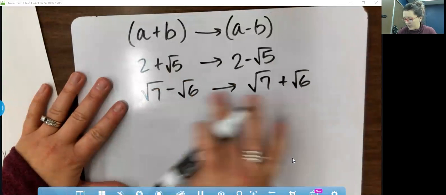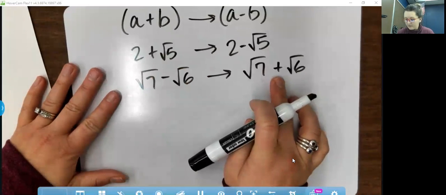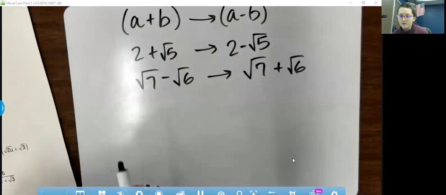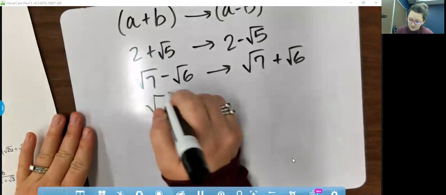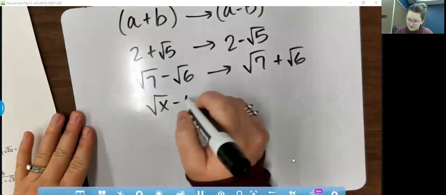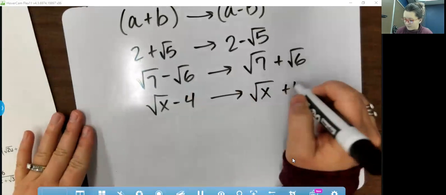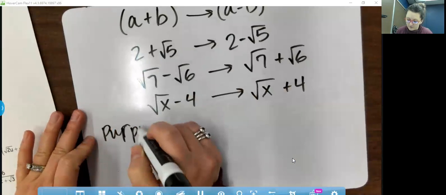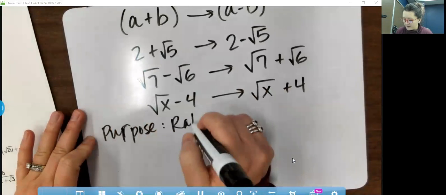So all we're doing is changing that inside term. And the goal here in changing that inside term is to rationalize your denominator. So we're doing this for a purpose, and that purpose is so we can rationalize our denominator. So the last one, root x minus 4, the conjugate of that would be root x plus 4. So the purpose, I know sometimes we always need a purpose for something, right? The purpose is to rationalize.